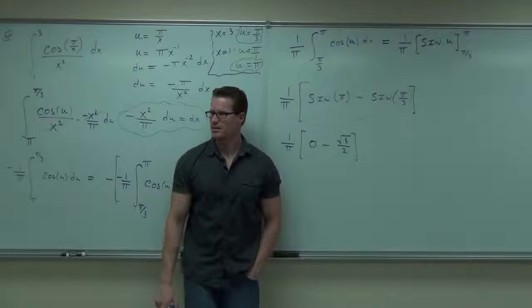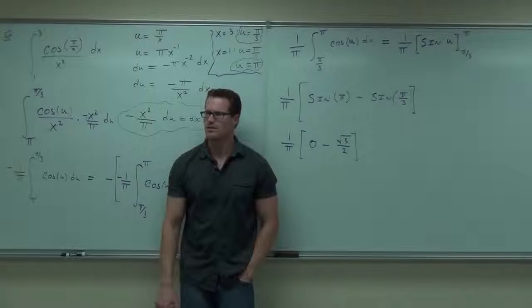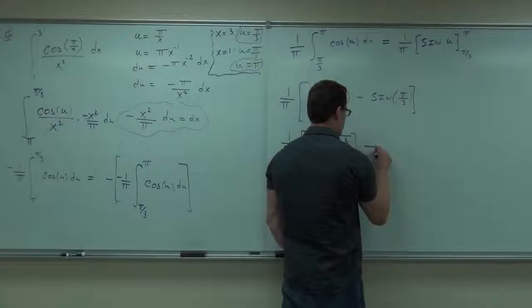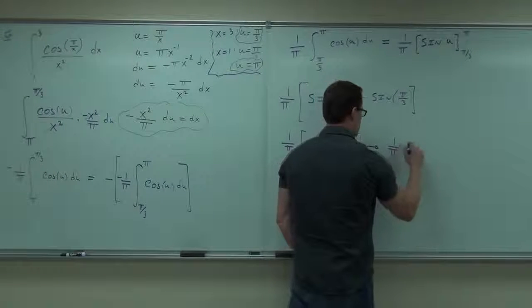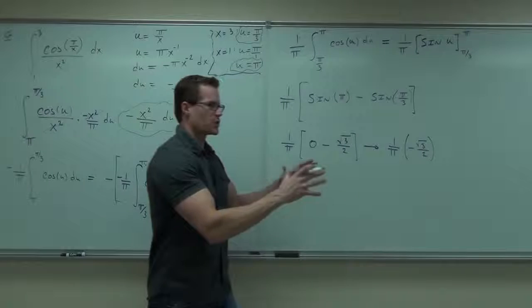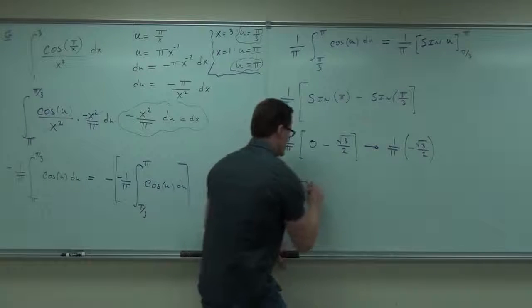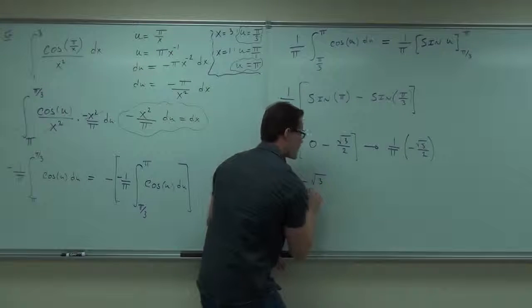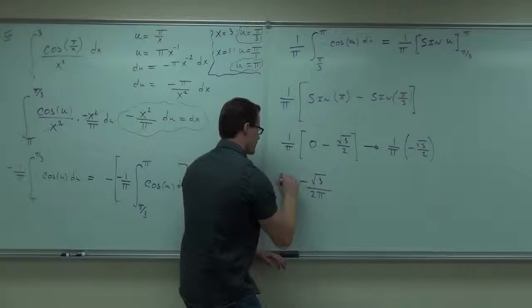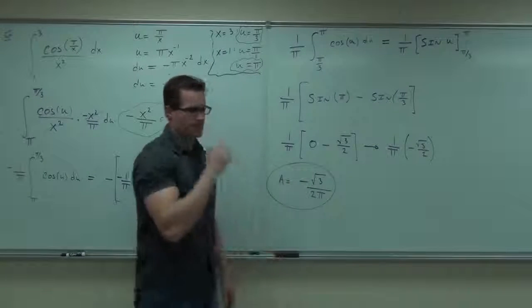Were you able to get that as well? Cool. 0 minus root 3 over 2? Negative root 3 over 2. Interesting. 1 over pi, negative root 3 over 2. Put it all together, you're going to get negative root 3 over 2 pi. That's your area.